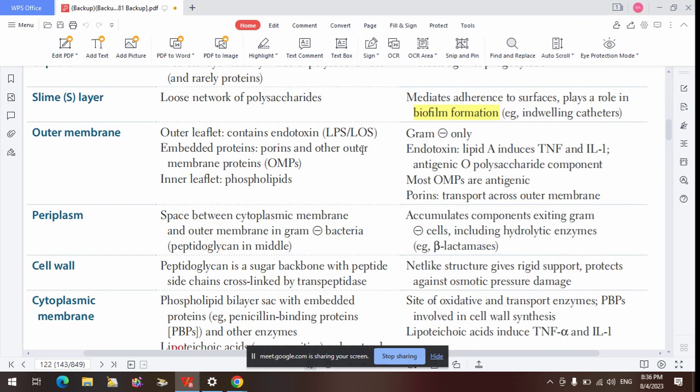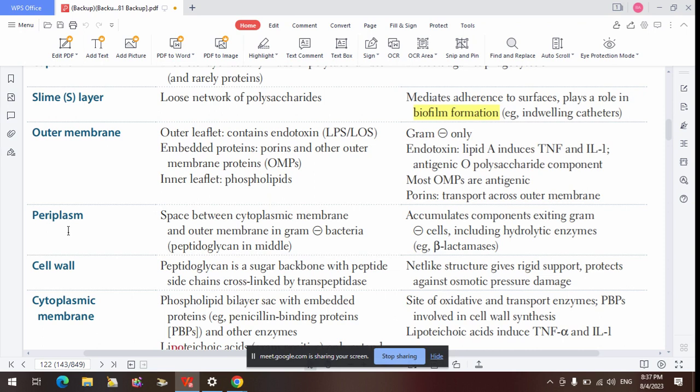That is it. So the next one after the outer membrane is the periplasm. The periplasm is the space between the outer membrane and the cell membrane. So the space between the outer membrane of a bacteria and the cell membrane is a periplasm. The periplasm, what it contains is just to store hydrolytic enzymes. That is it. What hydrolytic enzymes are we talking about particularly?